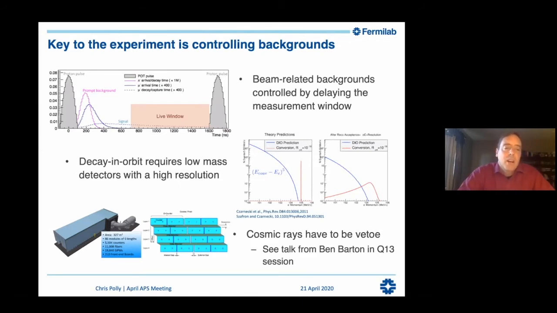And there's quite an extensive 4-layer veto that's being constructed for the experiment. And I would encourage you to take a look at Ben Barton's talk in the Q13 parallel session, where he went into the details of this cosmic ray veto.